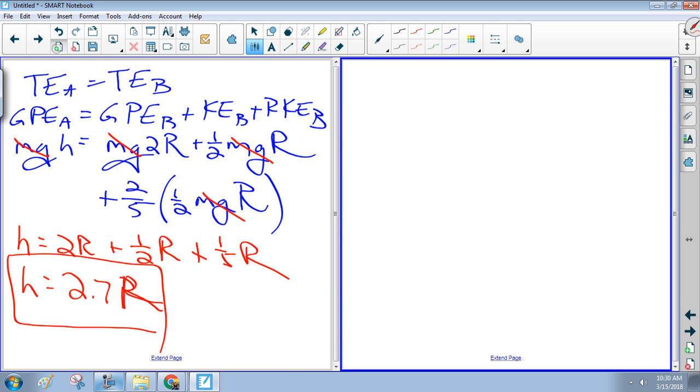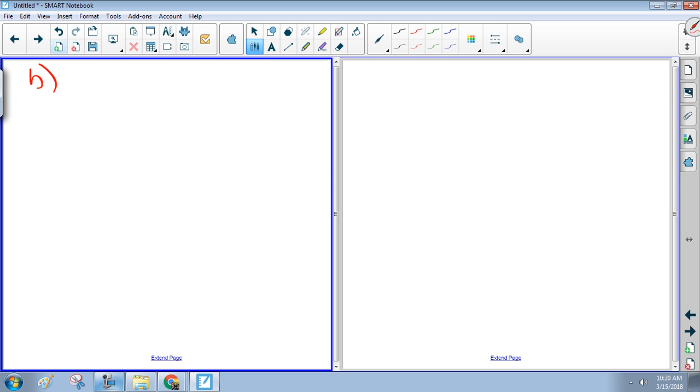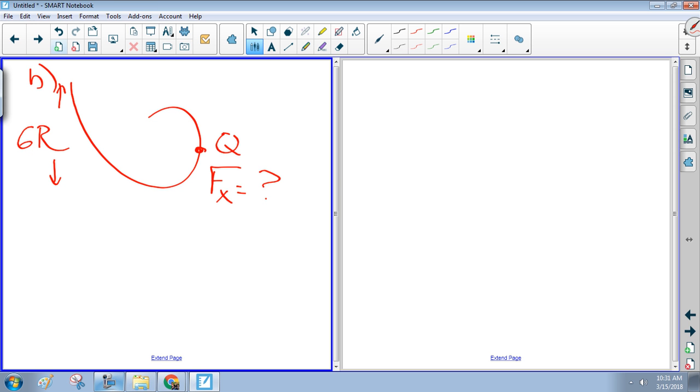All right, so part B. So now we've got the same loop. We're going to start it from an initial position of 6R. And the question is, when it gets over here to point Q, we want to find out what the horizontal component of the force is. So I'm going to label that as Fx equals question mark.